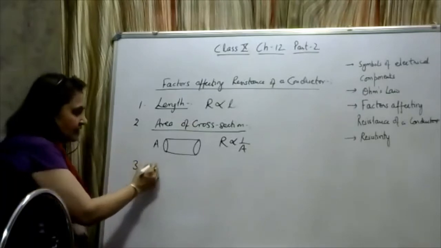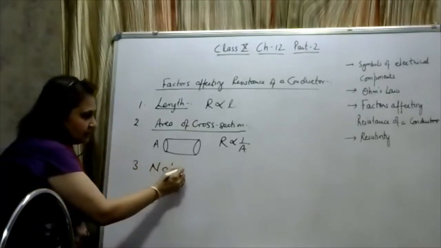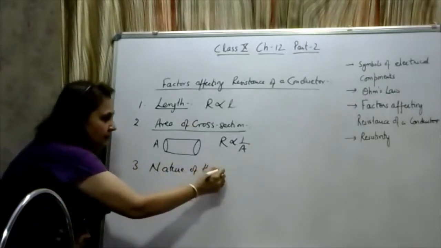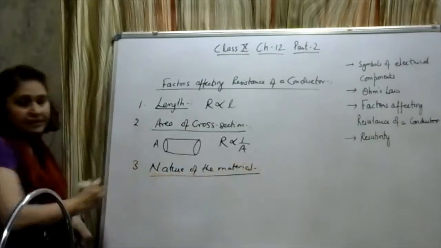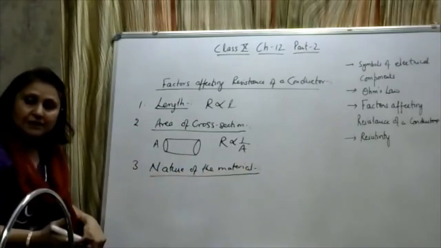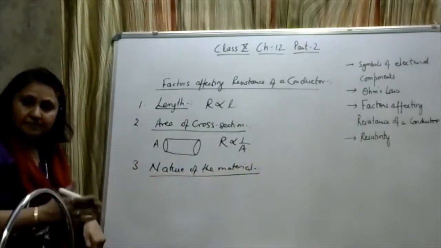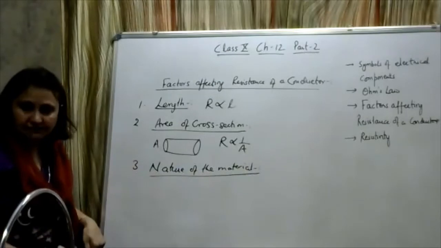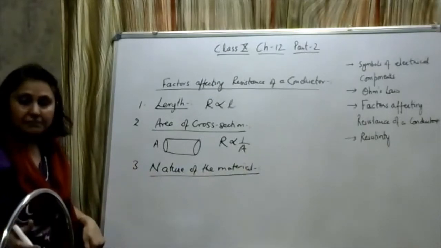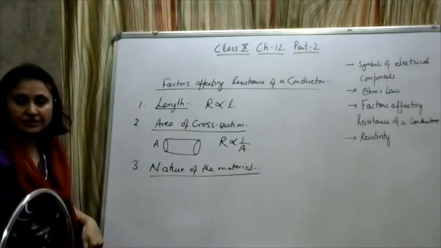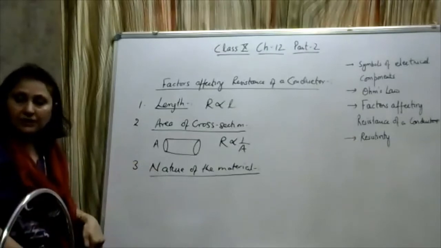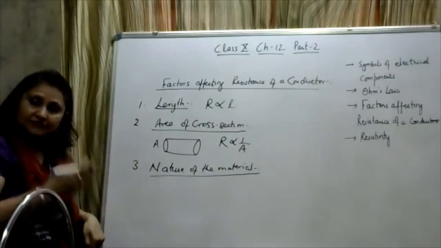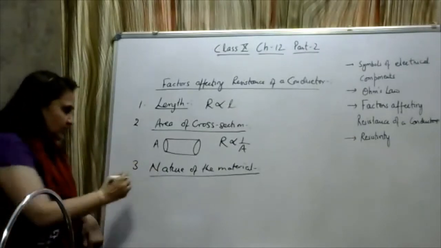The third factor is the nature of the material. Different materials have different resistance. Every material does not have the same value of resistance. Copper has very low resistance, and silver has the least resistance. So it depends upon the nature of the material: different materials, different values of resistance.